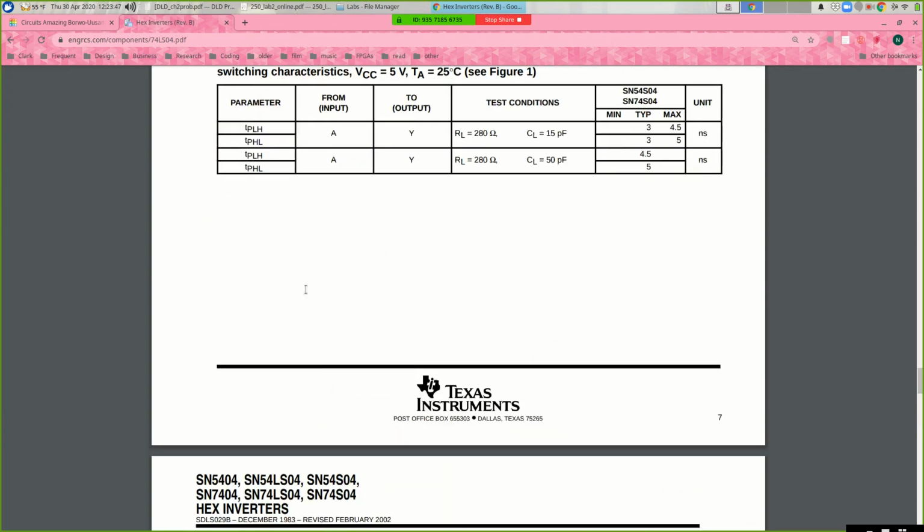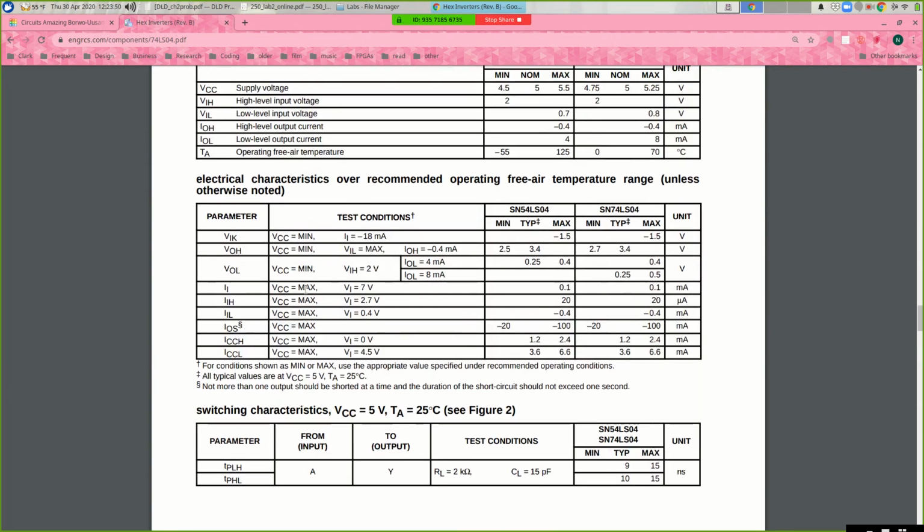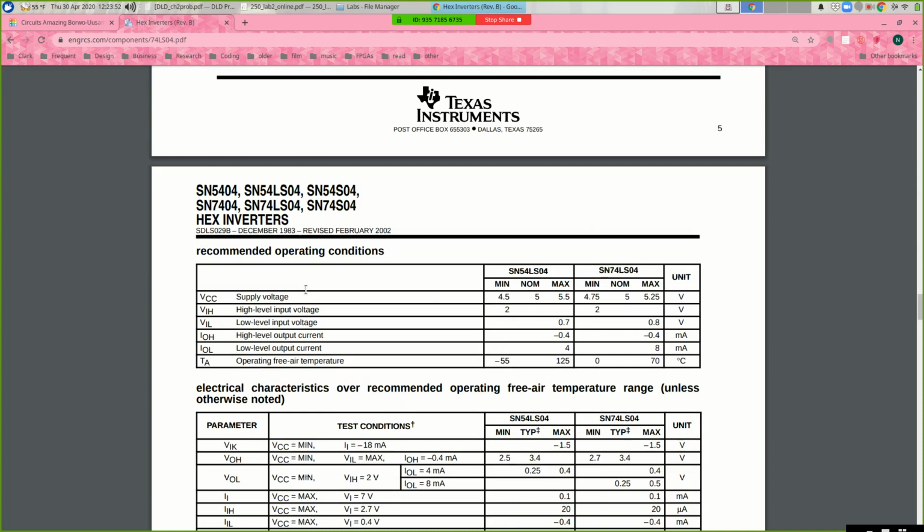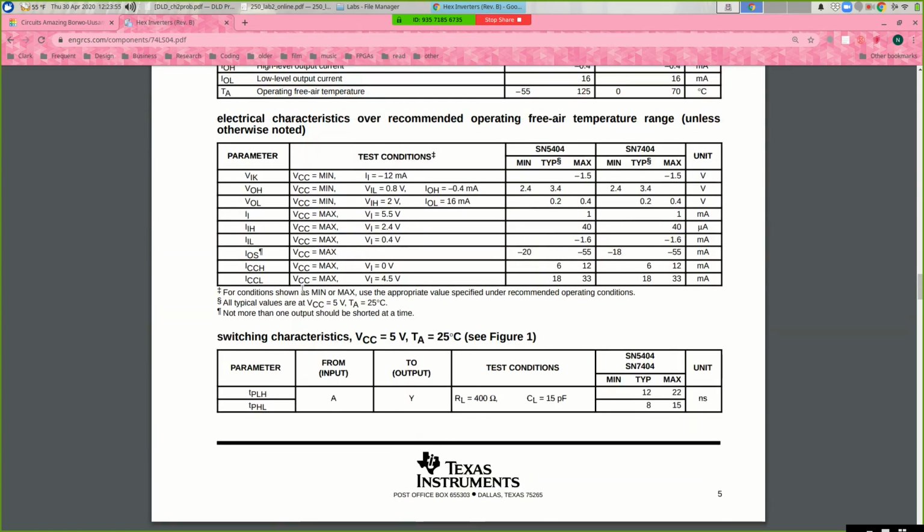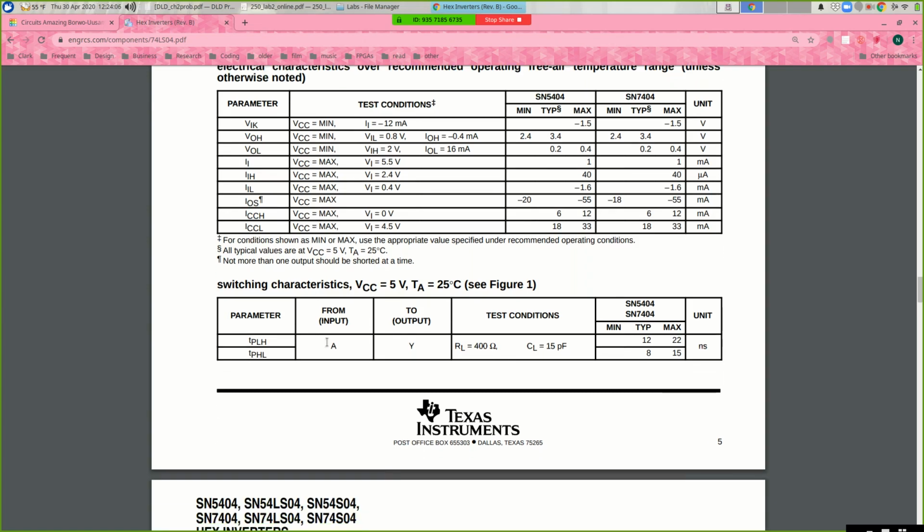You can also find, and we'll start talking about this next week, how quickly these chips operate. Because when you change the input of an inverter from 0 to 1, the output should go from 1 to 0. But it's not immediate. Okay, it takes a little bit of time. So the change from the input A to the output Y, to go from low to high, if you want your output to go from 0 to 1, takes typically 12 nanoseconds. And worst case, 22 nanoseconds. To go from high to low takes typically 8 nanoseconds, worst case 15.